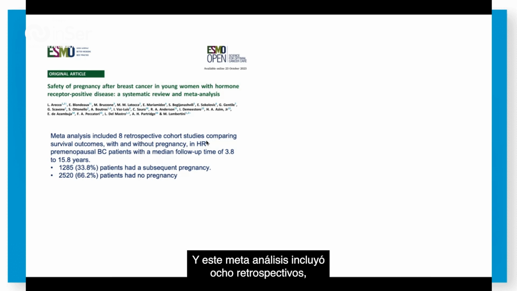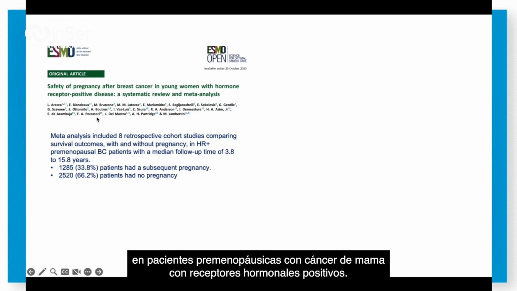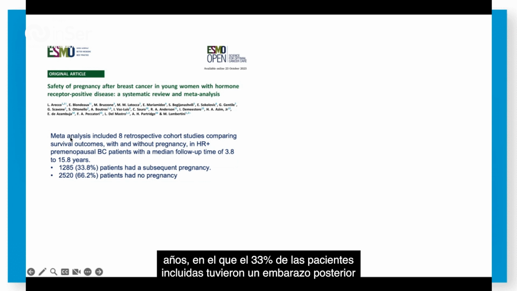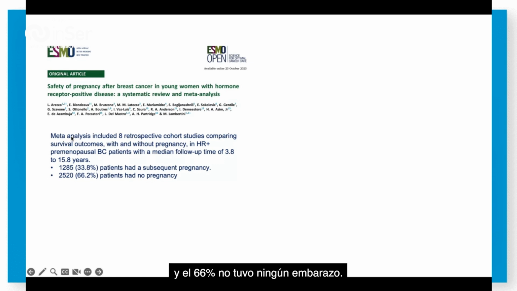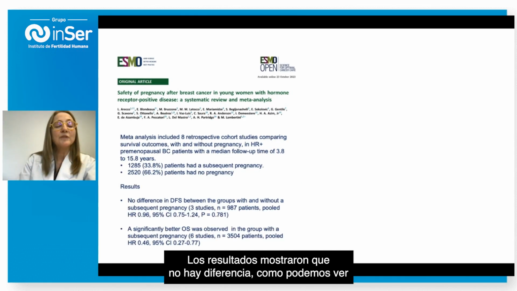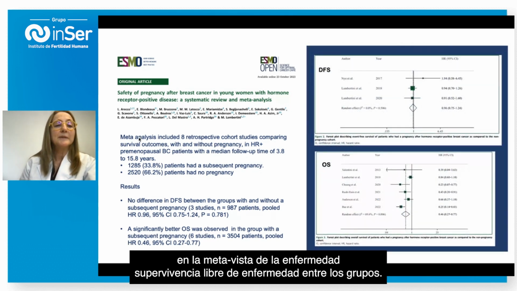And this meta-analysis included 8 retrospective cohort studies comparing survival with and without pregnancy in premenopausal breast cancer patients with hormone receptor positive disease. After a median follow-up of 3.8 to 15.8 years, in which 33% of the patients included had a subsequent pregnancy and 66% had no pregnancy, the results show that there's no difference, as we can see in the meta-analysis, in the disease-free survival between the groups.